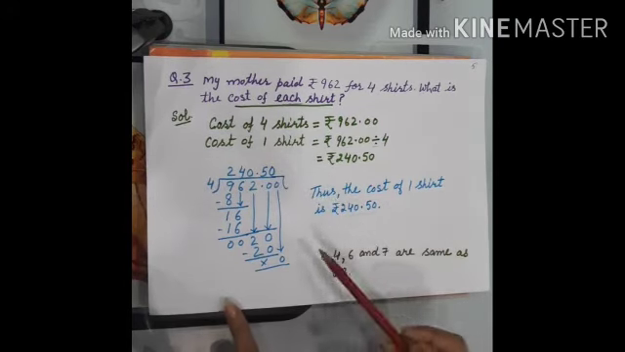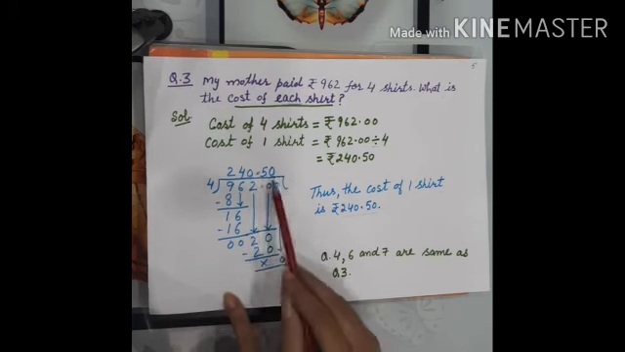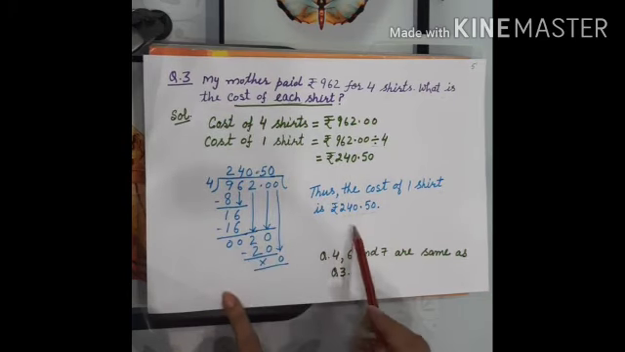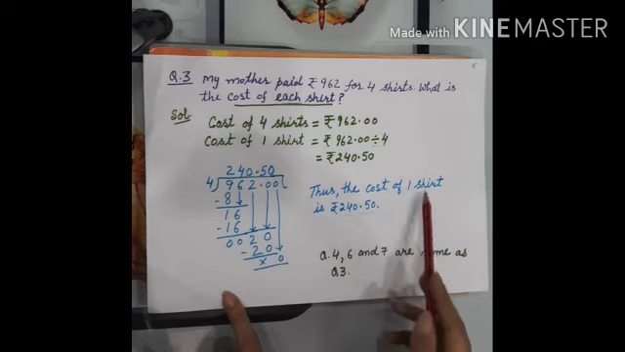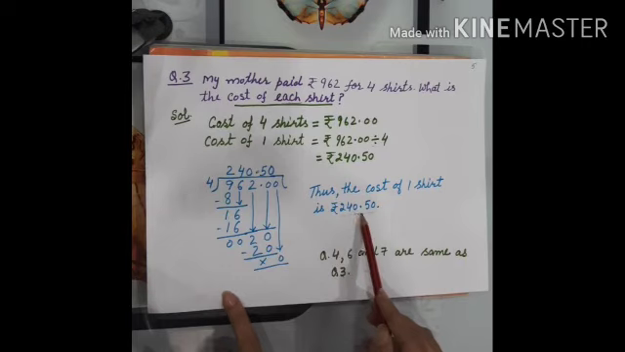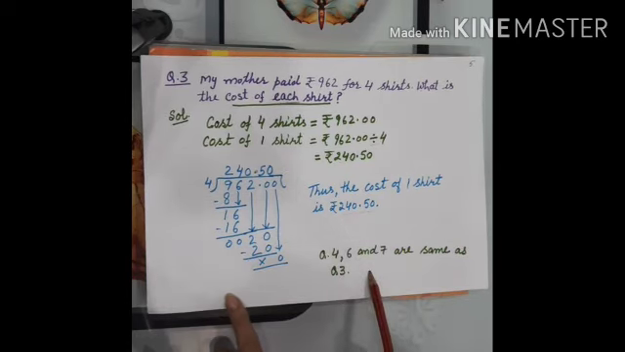Put a dot 2 digits from the right in the quotient. After division, we get rupees 240 and 50 paise. Answer is the cost of one shirt is rupees 240 and 50 paise. Question 4, 6 and 7 are same as question 3.